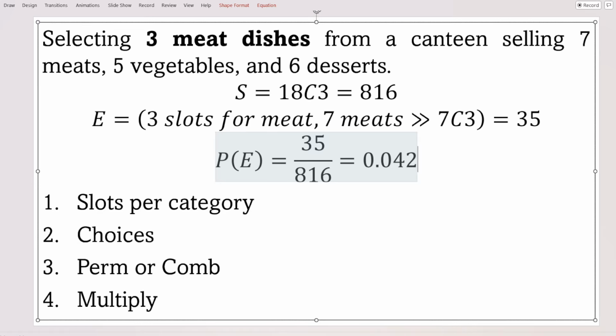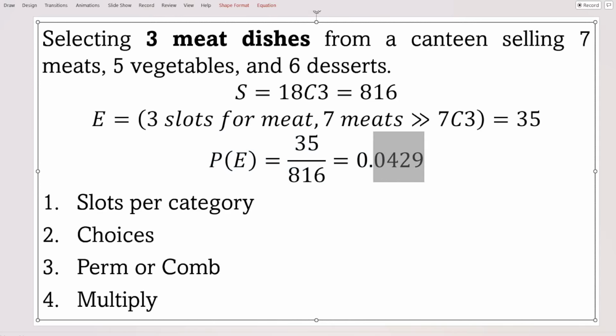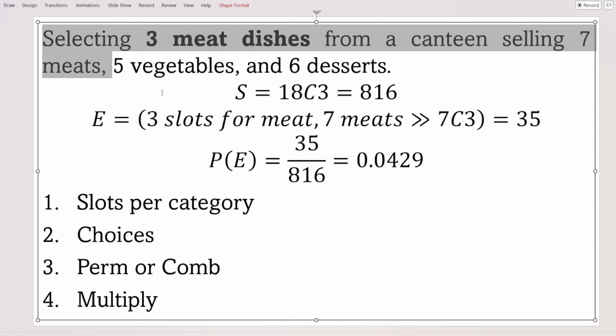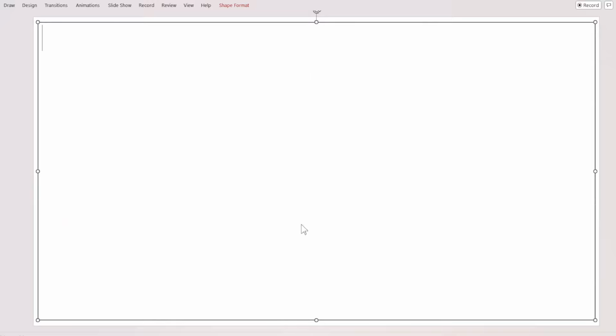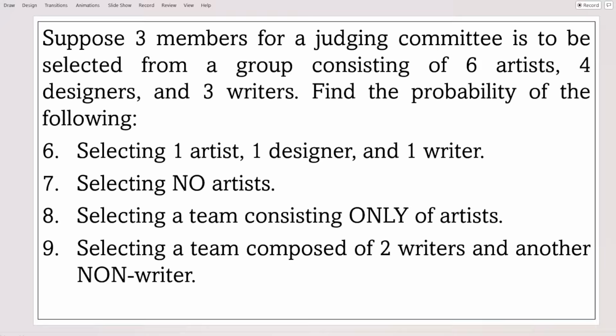Okay, 0429. So this is the answer. Those are the answers for number 1 up until number 5. Next we move on to this particular problem.